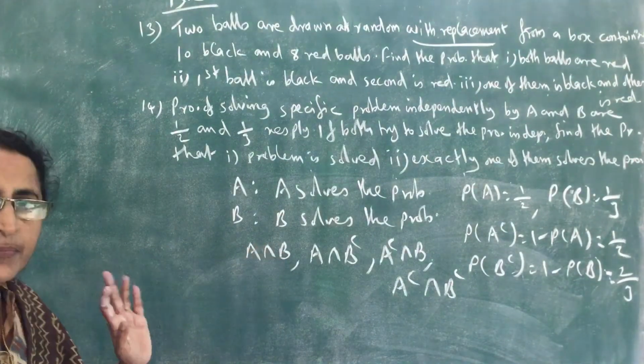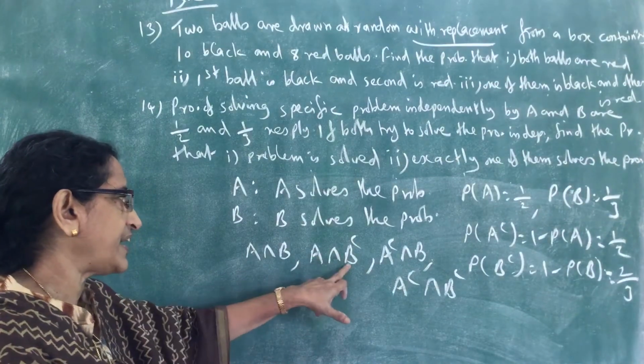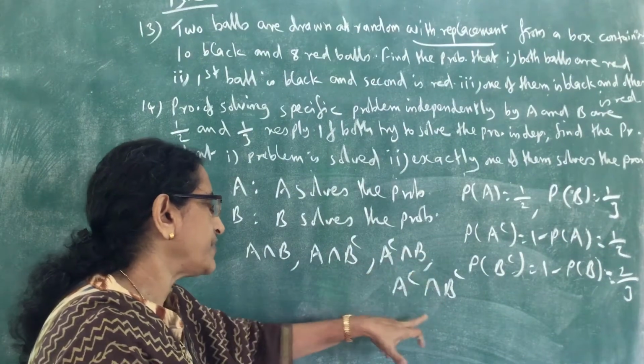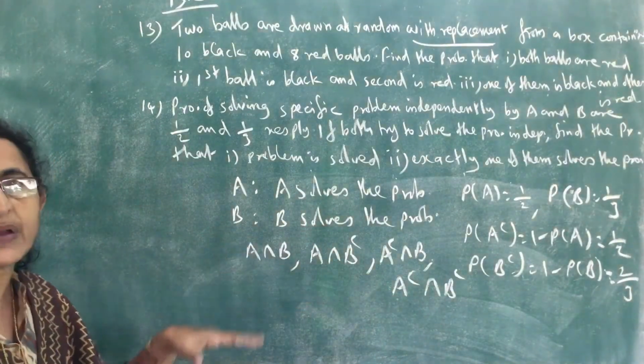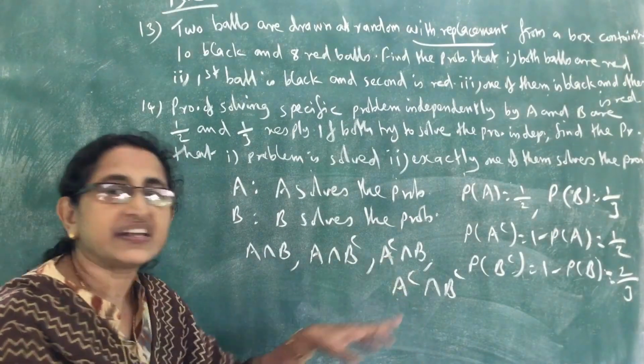A intersection B means A and B both solve the problem. Here A solves the problem, B does not solve the problem. Here A does not solve the problem, B solves the problem. Here A and B both did not solve the problem. These are the four possible outcomes. And the sum of the probabilities of these four events is equal to 1.